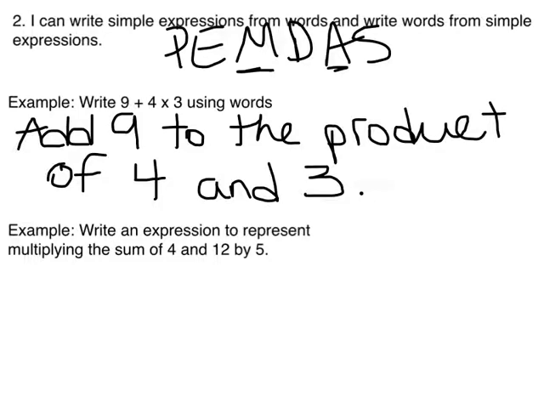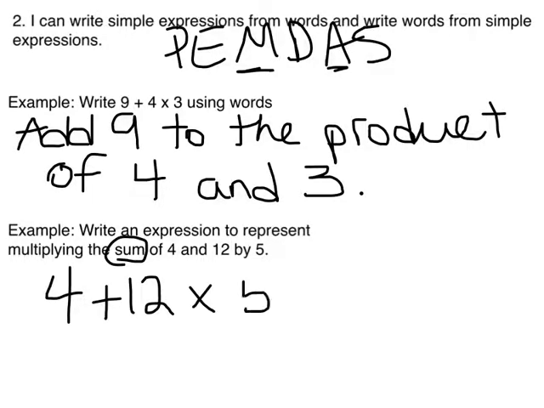And then here we're going to have to write an expression to represent multiplying the sum of 4 and 12 by 5. So the sum of 4 and 12, that means we're adding. The word sum means adding, and we're multiplying it by 5. But the order of operations, if we just left it that way, would tell us to do this multiplication first. So we have to add parentheses around here so that we actually find the sum of 4 and 12 first, and then multiply that by 5.